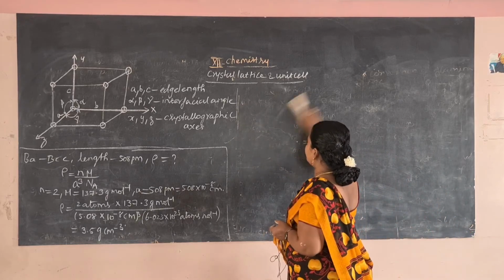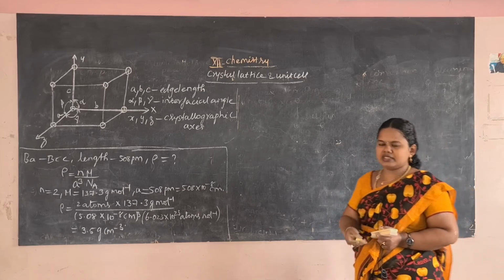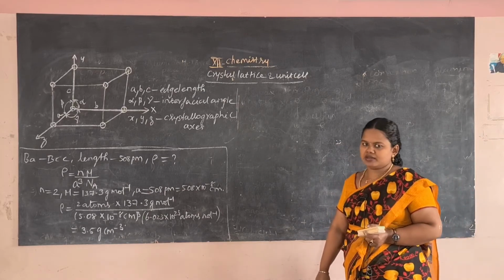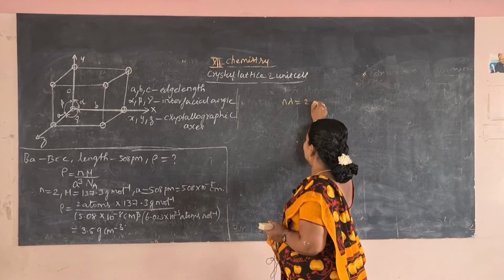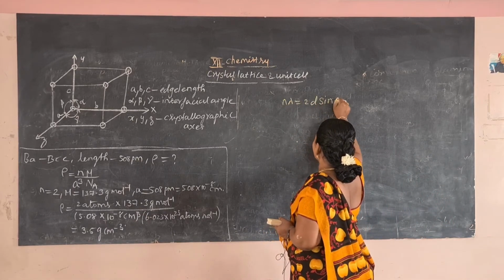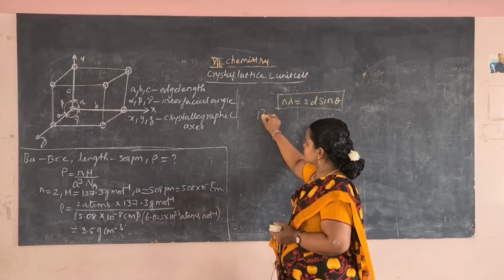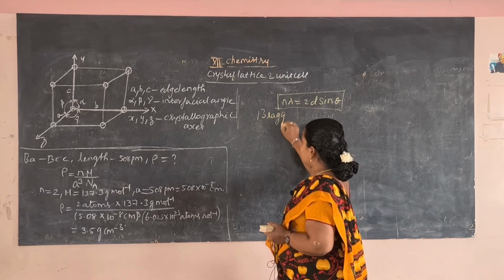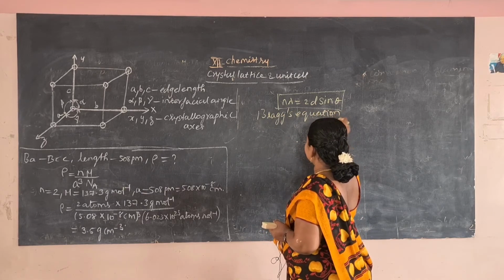So we are going to use one equation that is used to study the different parameters in the crystal structure. This is nothing but n lambda is equal to 2d sin theta. This is known as Bragg's equation.